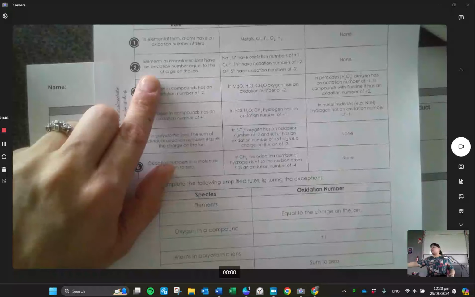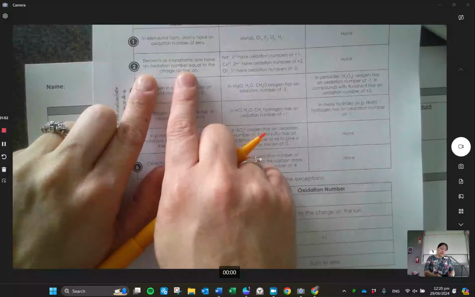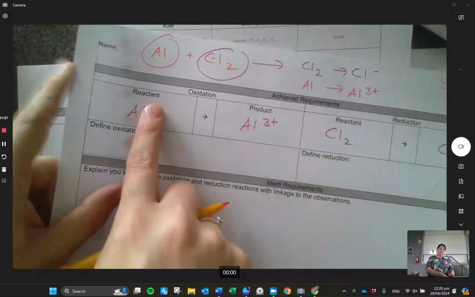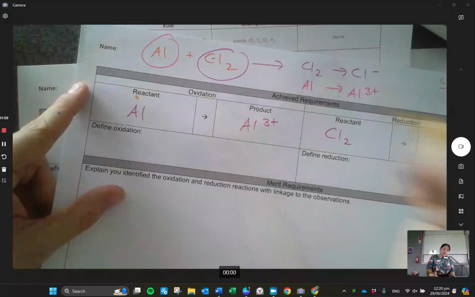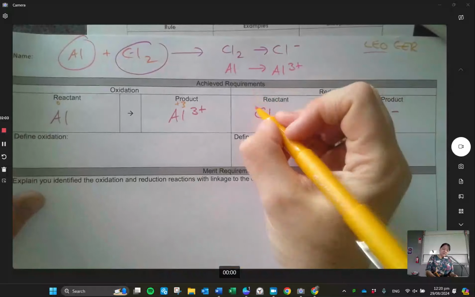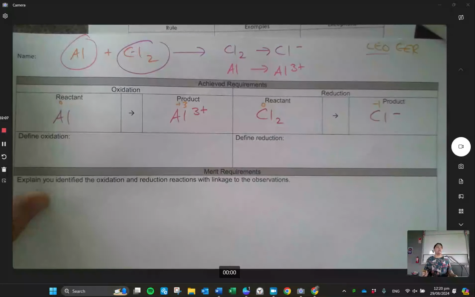Everything we've done previously, you can still apply oxidation numbers to. Elements that are monoatomic ions have the same number as their charge. So this one would have an oxidation number of 0. This would have an oxidation number of +3. This one would have an oxidation number of 0. This would have an oxidation number of -1. Are we okay with that so far?